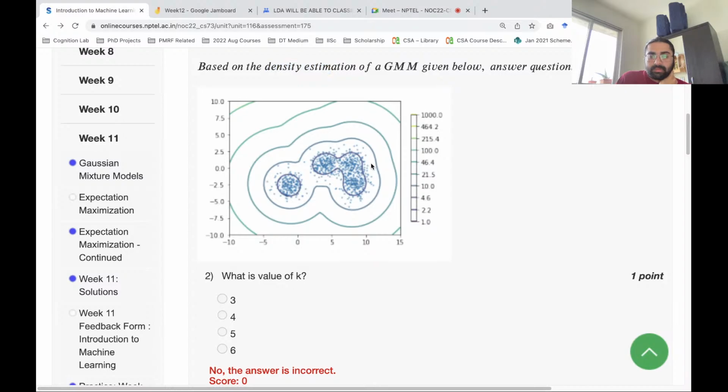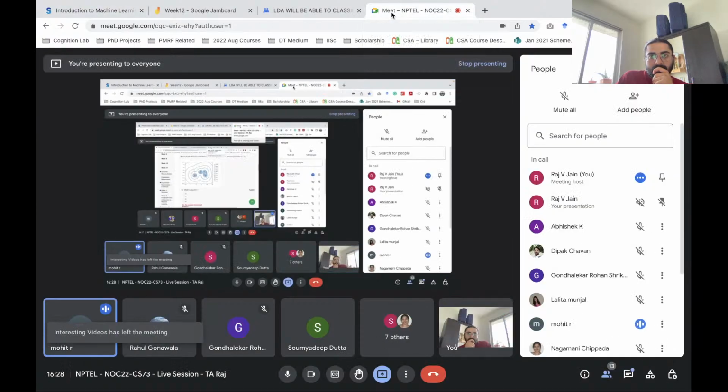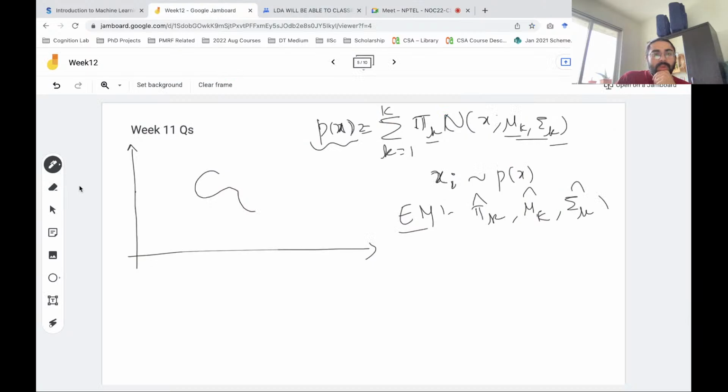And sir, how are these contours probabilities? Where the probability is higher and lower, how are these contours telling us about the probability? Probability of what? The probability of x, the likelihood of x belonging to this particular sample from your Gaussian mixture model.